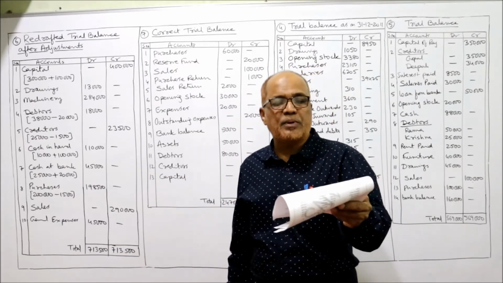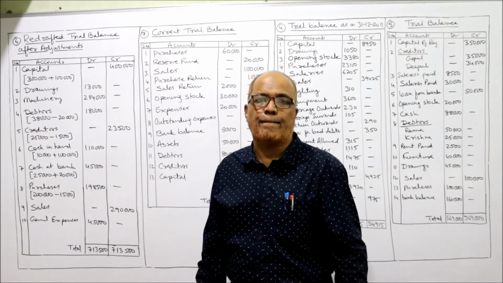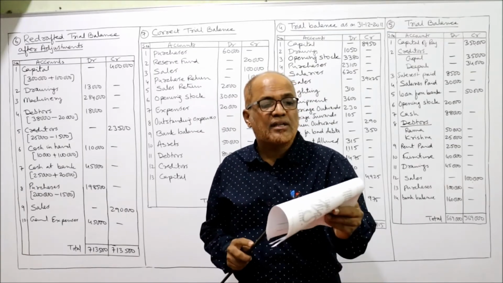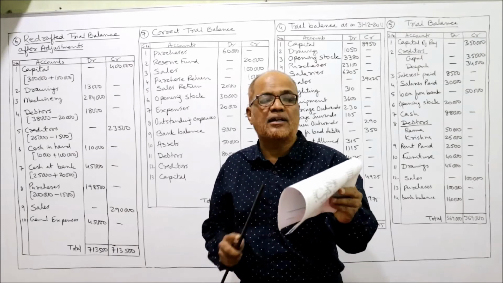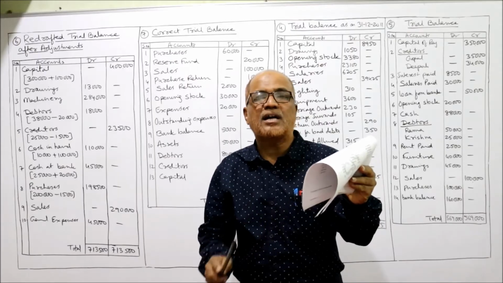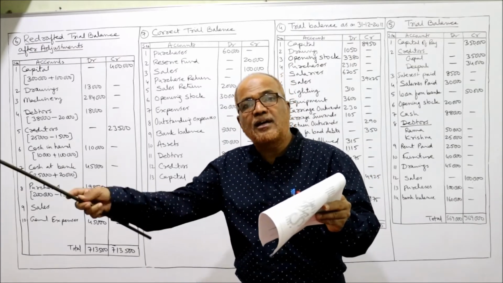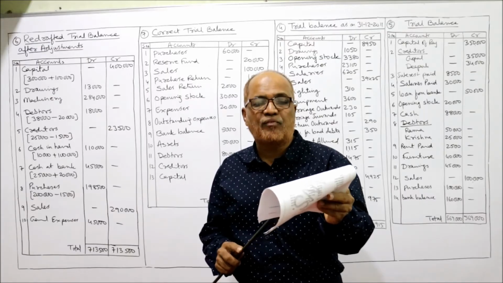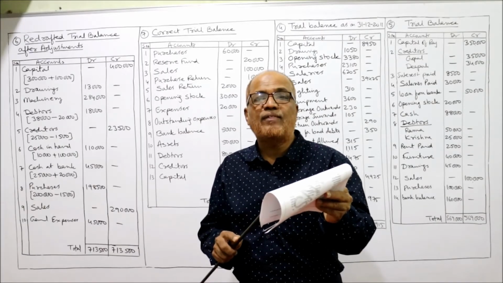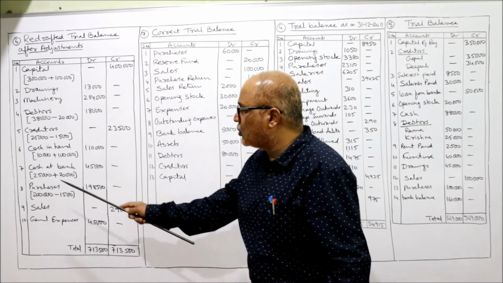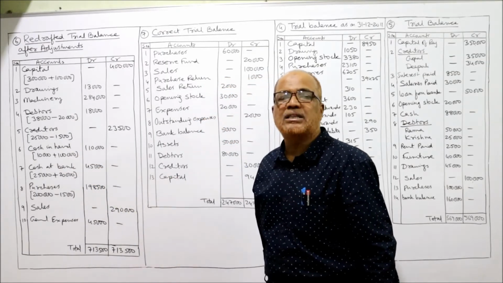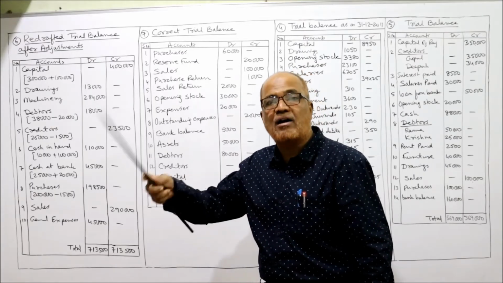Last, goods worth rupees 1,500 were returned to the supplier. Suppliers are the creditors. How much are the creditors? 25,000 rupees creditors are given in the trial balance. Before adjustment, the creditors were 25,000. But we have returned the goods worth rupees 1,500 to the creditor. So we deduct 25,000 minus 1,500, and 23,500 is the creditors after adjustment.